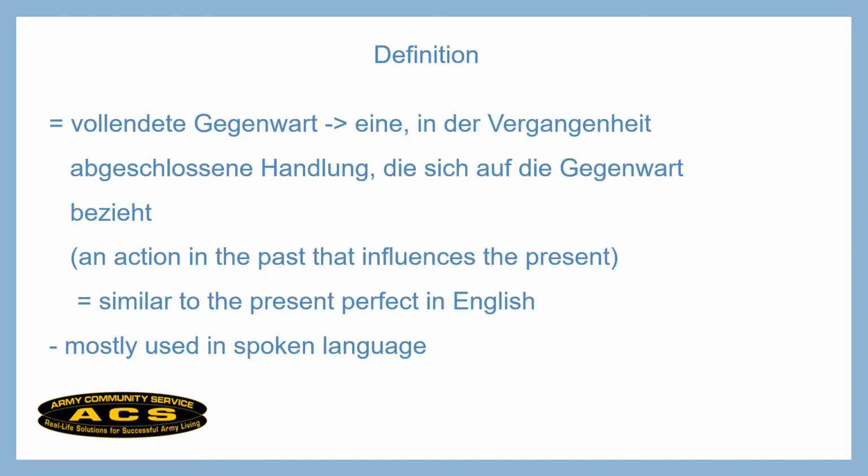So what is the present perfect tense in English? That's when you would say, for example, I have learned German 4 or 5 years, so have learned. Or you would say something like, since my childhood, I have loved eating apples, so have loved. In German, it's similar, but the thing is that we use it a lot in spoken language instead of written language.